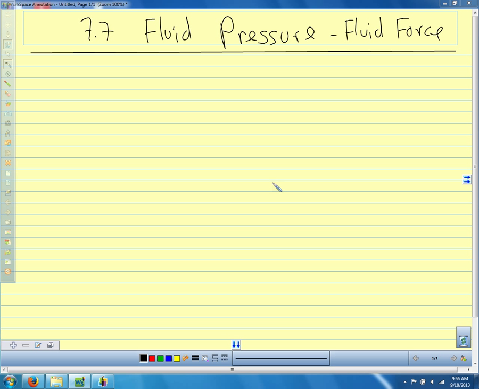All right. So before we start talking about fluid pressure, I want to go back a little bit to center of mass and centroids and talk about a little extension: the theorem of Pappus.